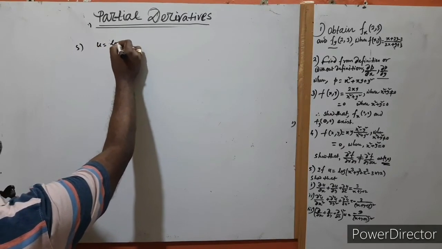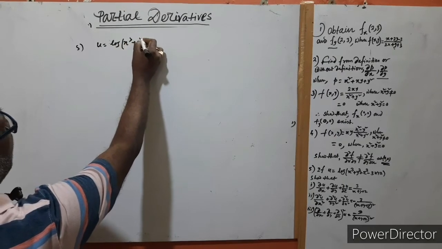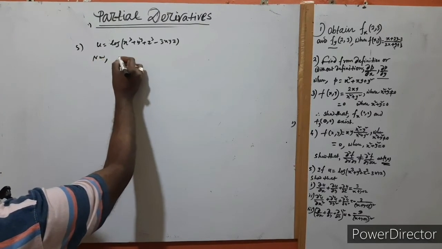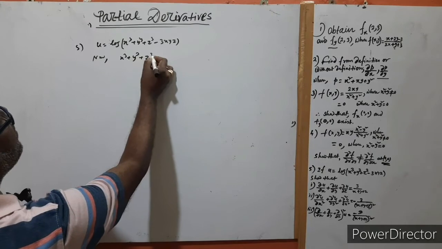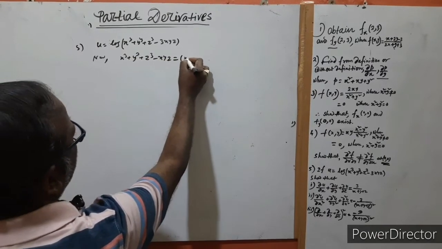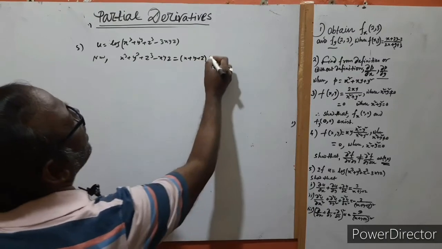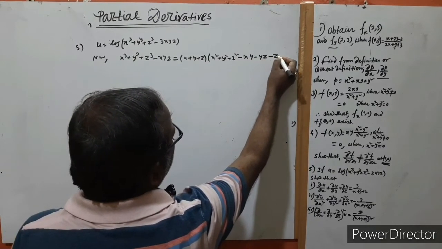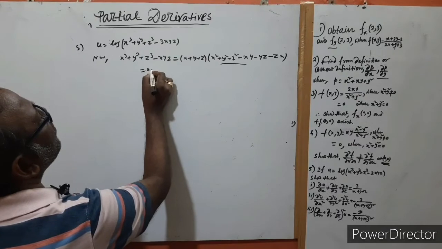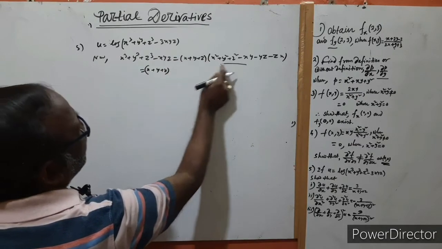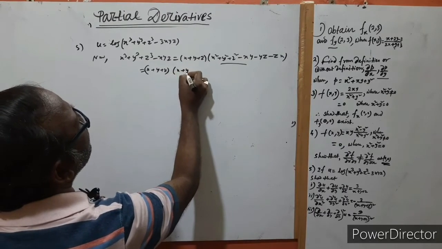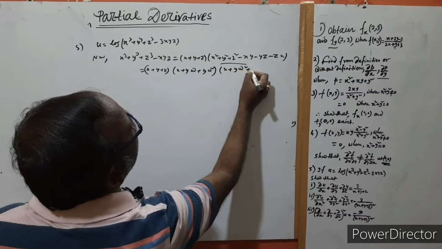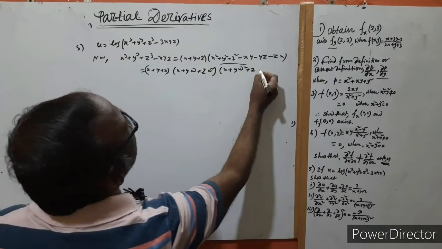u is equal to log of (x³ + y³ + z³ − 3xyz). Now x³ + y³ + z³ − 3xyz factors as (x + y + z) times (x² + y² + z² − xy − yz − zx), and we can easily factorize the second factor as (x + yω + zω²) and (x + yω² + zω).